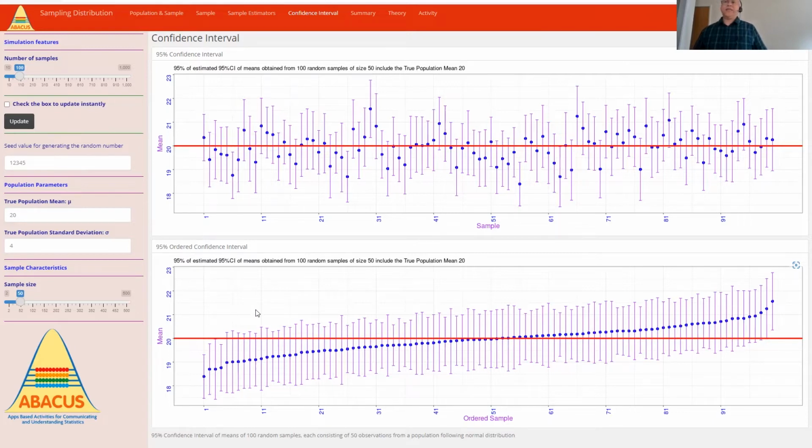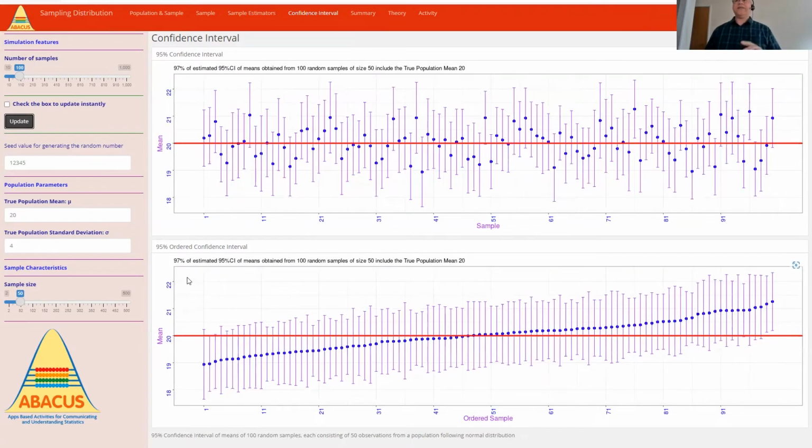So a 95% confidence interval means if you repeat the experiment 100 times and every time you calculate a 95% confidence interval, then 95 of those 95% confidence intervals will include the true mean. So as I mentioned, it's 95%. If I do it again, it is now 97%. But on average, that's what will happen. So that's the concept of the confidence interval.